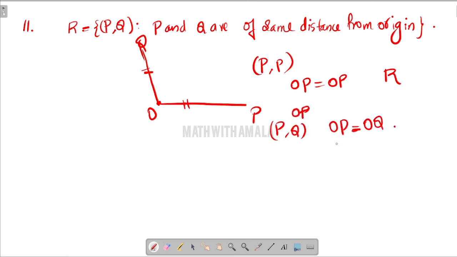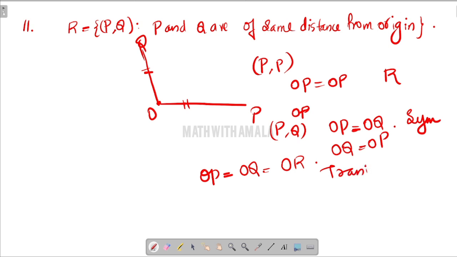OP is always equal to OP. It's an obvious case, a trivial case. Next, PQ: OP is equal to OQ and OQ is equal to OP, hence it is symmetric. Now OP equal to OQ equal to OR, hence it is transitive also. Hence it is an equivalence relation which is defined on the plane for the points like P, Q and R.